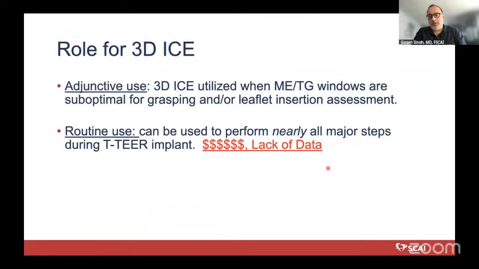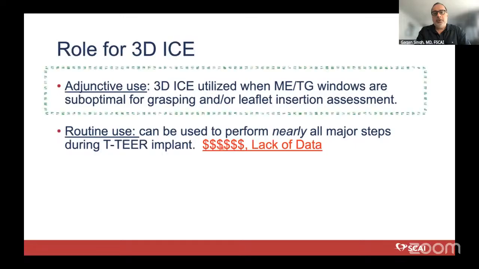Now, if you are going to use it routinely, there is an added cost of about $4,000 per catheter. So you have to take that into consideration. And for some health systems, I think it's totally reasonable. It can increase case efficiency. You have a lot more confidence in your grasp, but we do lack data. There are a lot of efforts now underway to provide additional clinical data on how 3D ICE can help reduce your rates of SLDA and improve visualization, improve confidence, and also improve case efficiency. But what about for adjunctive use?